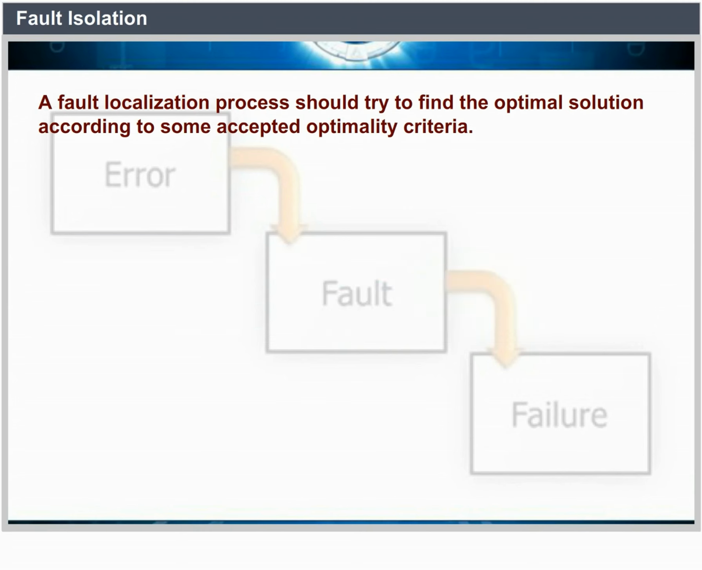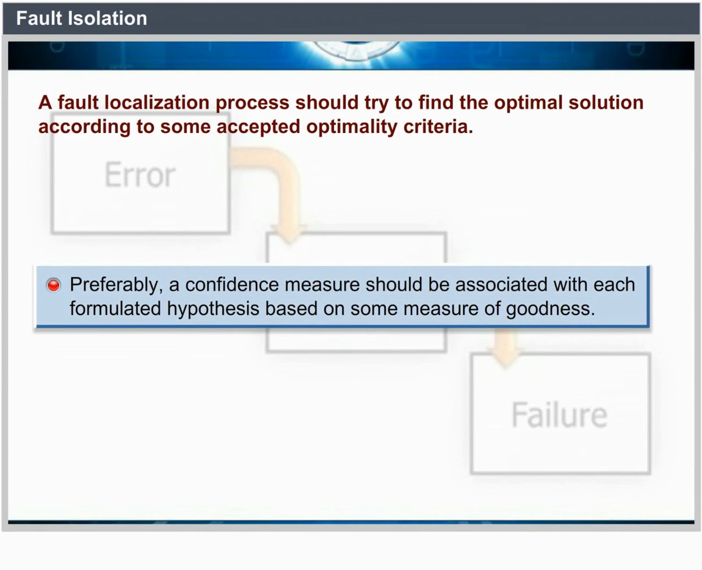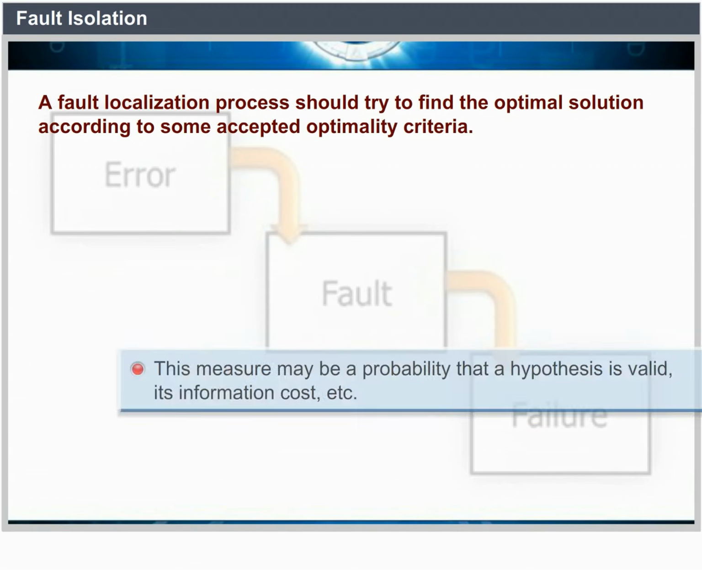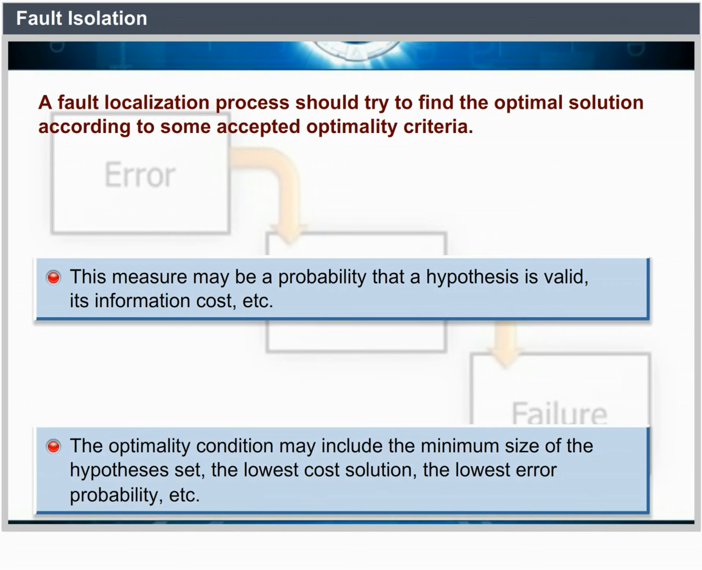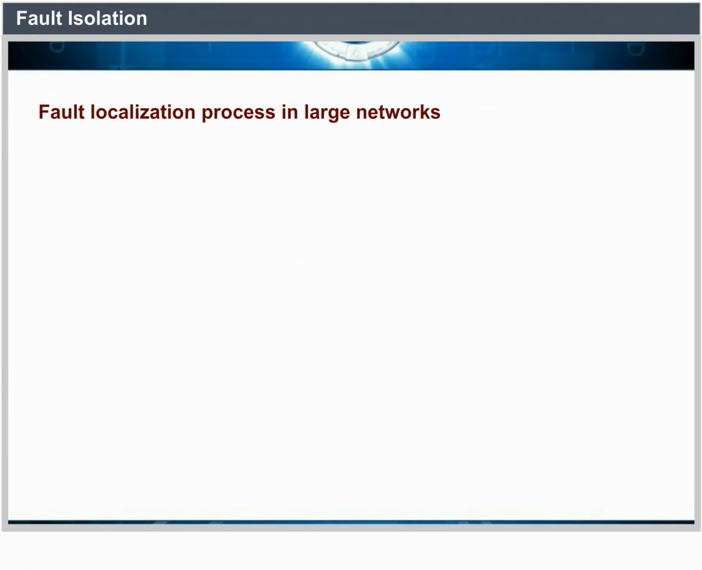Preferably, a confidence measure should be associated with each formulated hypothesis based on some measure of goodness. This measure may be a probability that a hypothesis is valid, its information cost, etc. The optimality criteria may include the minimum size of the hypothesis set, the lowest cost solution, the lowest error probability, etc.